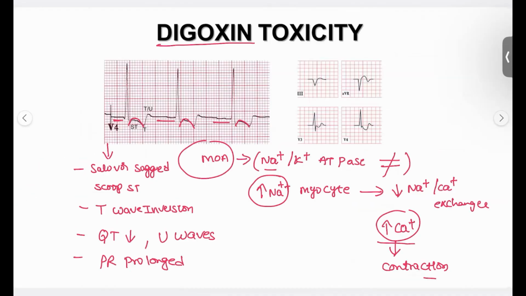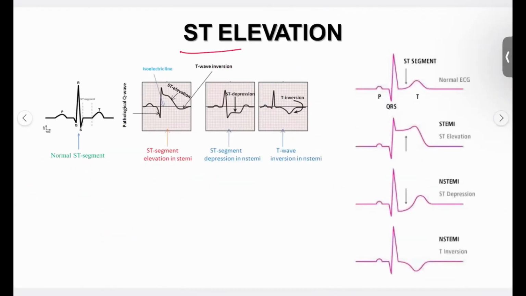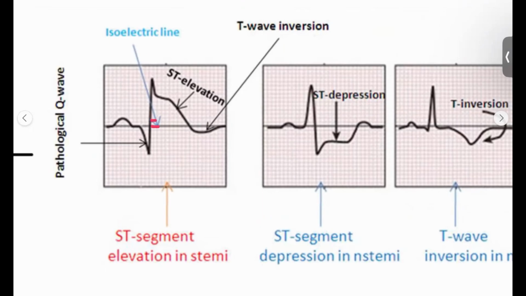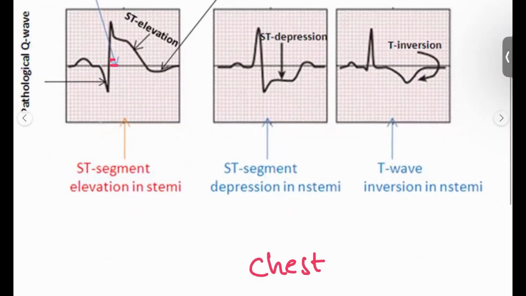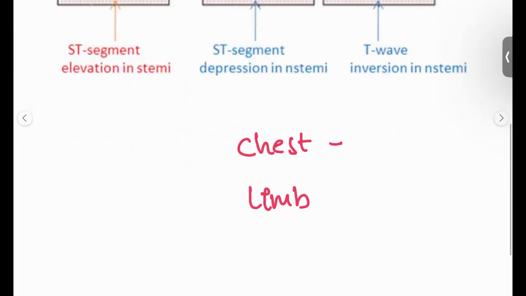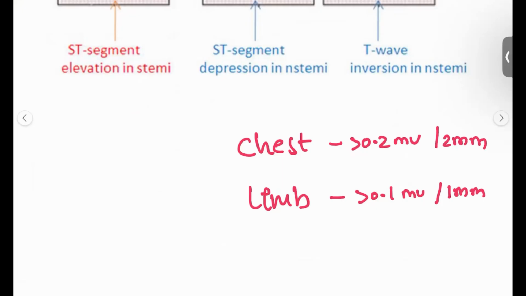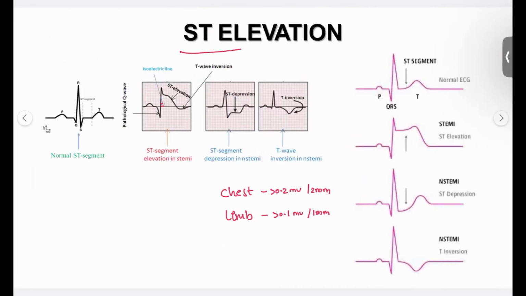So you have to remember that we have the 12-lead ECG, right? One is your chest leads and another is your limb leads. How much increase is needed so that we can say this patient might be having ST elevation or ST depression? In the chest leads, it must be more than 0.2 millivolts of amplitude, and in the limb leads more than 0.1 millivolts. That means 1 mm or 2 mm of the small boxes, so that we can say there is ST elevation in this patient.